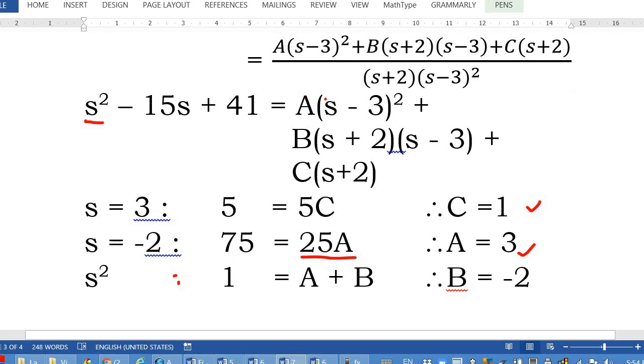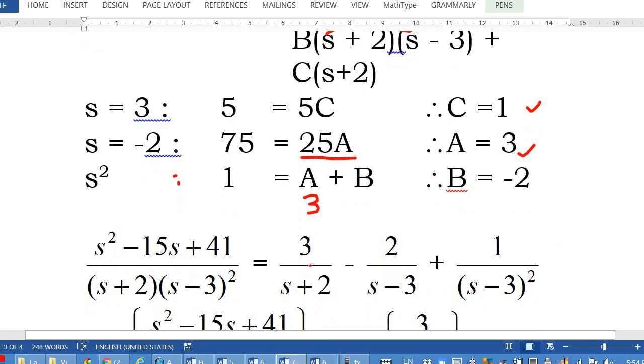Because here, A times this is S squared, so we have A S squared, the coefficient will be A. For the second term, S times S times B, so B S squared, the coefficient will be B. This is linear term, don't have the quadratic term. Hence, the S squared term, left side, the coefficient is 1, right side you have A S squared, which is A, B S squared, which is B. You already obtained A is 3. Hence, B will be 1 minus 3, which is equal to negative 2.